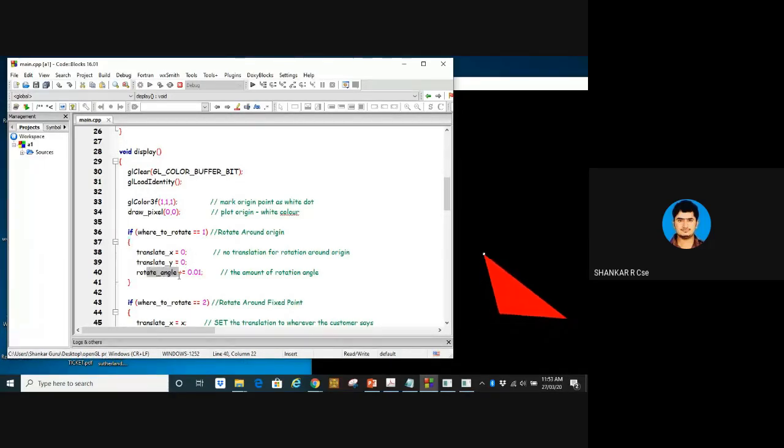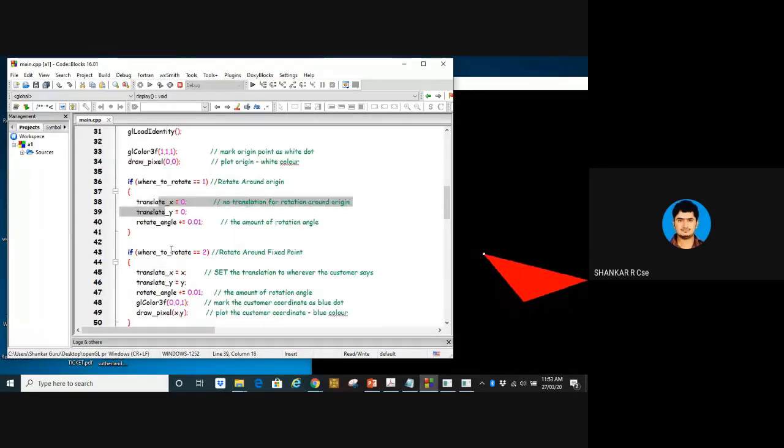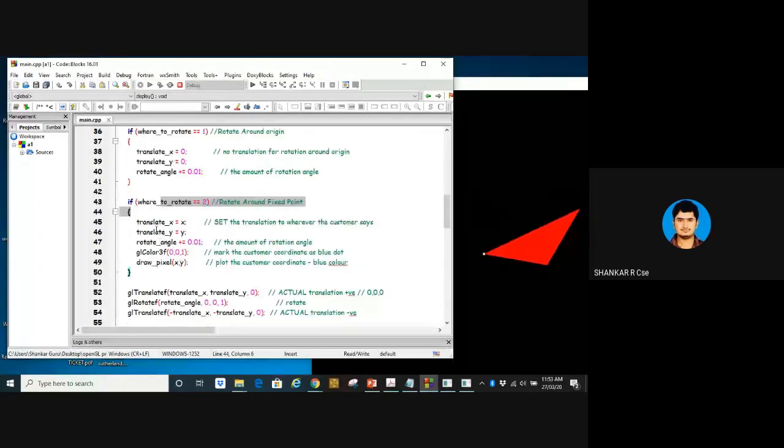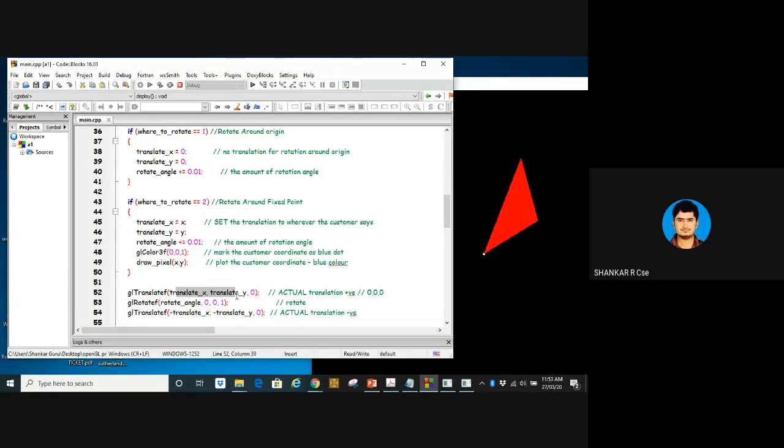All right. Now since rotation angle is changed and translation x, y are also changed, it will now come here. Where to rotate is 1, is equal to 1? Yeah, it goes here. 1 is equal to 2? It doesn't go here. Again, it comes here. Translation function it calls by passing these two. Translate x is 0, translate y is 0, and the z parameter is 0. Rotate it with 0.01 degree and translate it, negate it.